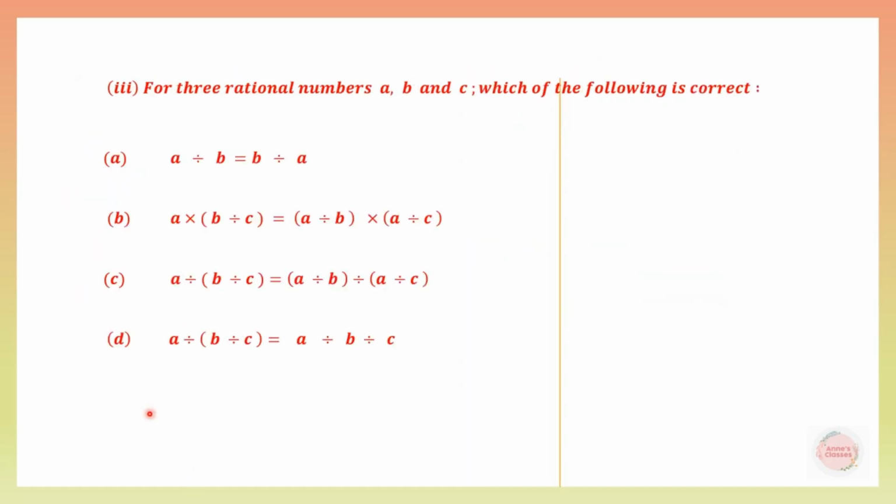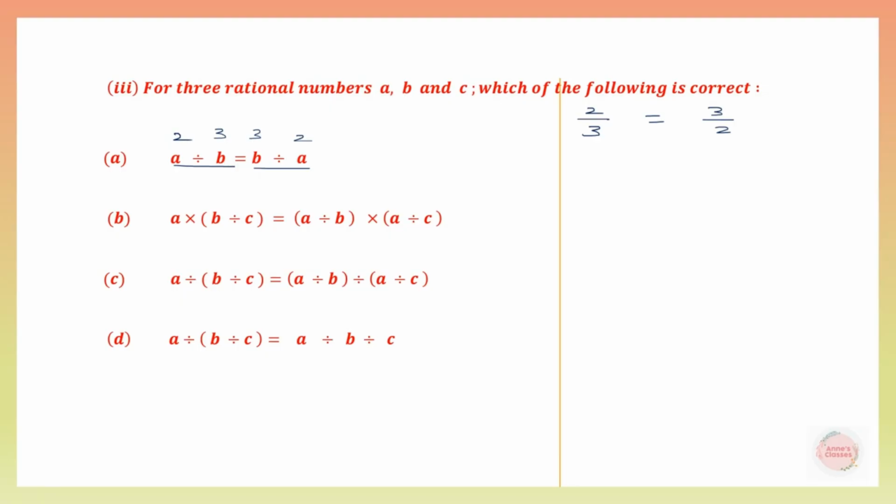Question 3. For three rational numbers a, b and c, which of the following is correct? So here there are four options. We have to see which is correct. Let's look at option A. It says a divided by b is equal to b divided by a. Now let's substitute with values. Let's say a is 2. So a is 2 and b is 3. So a divided by b means 2 divided by 3. This is equal to b divided by a, which is 3 by 2. This is what the statement says. Let's see if this is true.